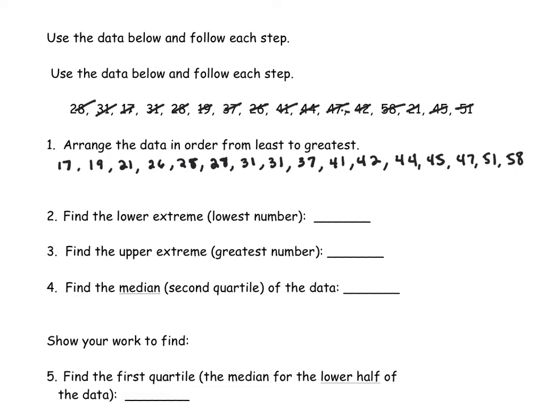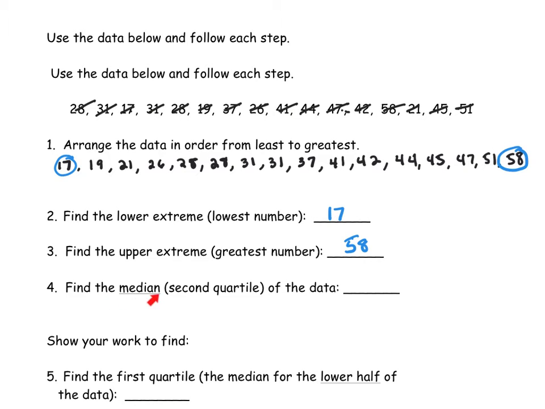After you've arranged your data, always double check to make sure every number's been accounted for. I counted the numbers and have 16, and I also have 16 numbers that I've listed. So next, we're going to find the lower extreme, which is 17. So we're going to write 17. And then we're going to find our upper extreme, which is 58. Those are going to be part of the whisker, beginning and the end.